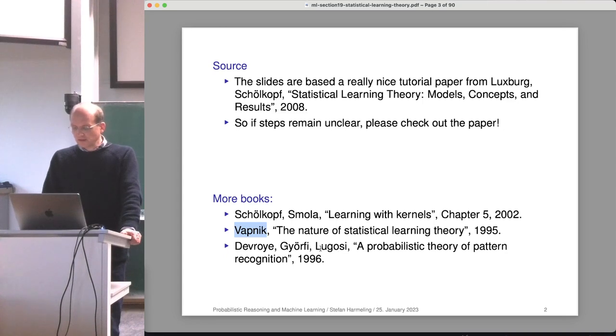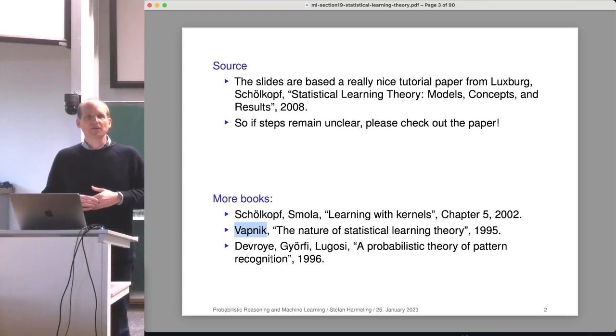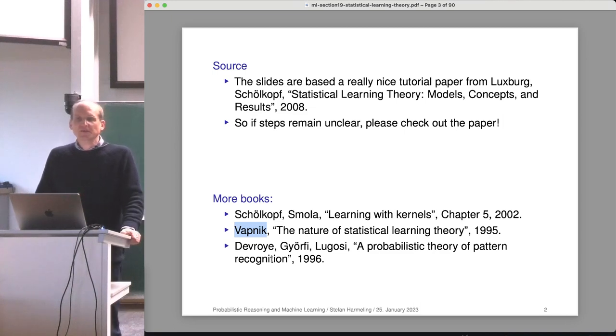Another classical book, another yellow Springer book, is A Probabilistic Theory of Pattern Recognition from Luc Devroye, Györfi and Lugosi. Those are also very mathematical books, with definition and then theorem and these kinds of things. So it's real math books. Nonetheless, it's quite interesting. Actually, it's quite curious.